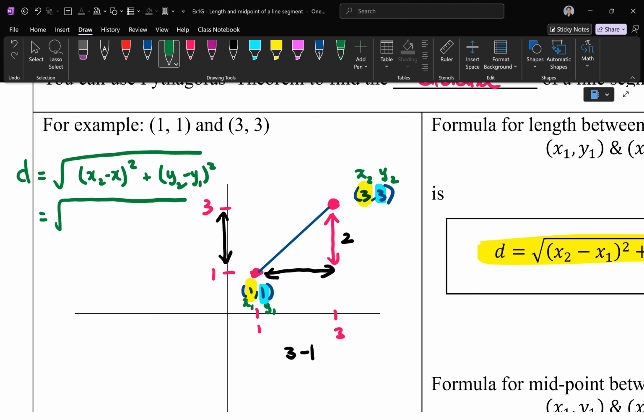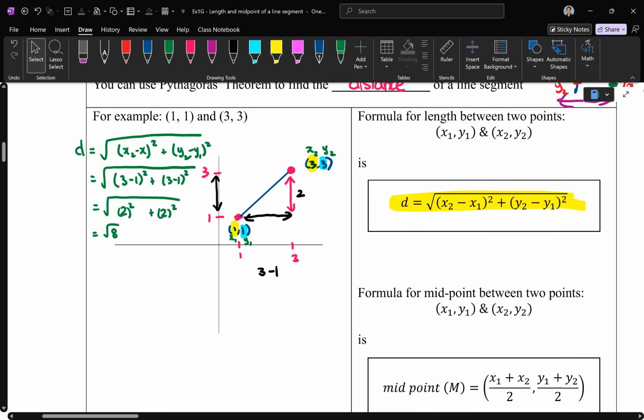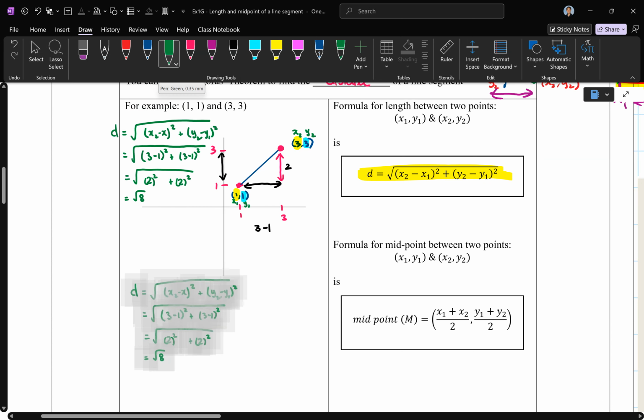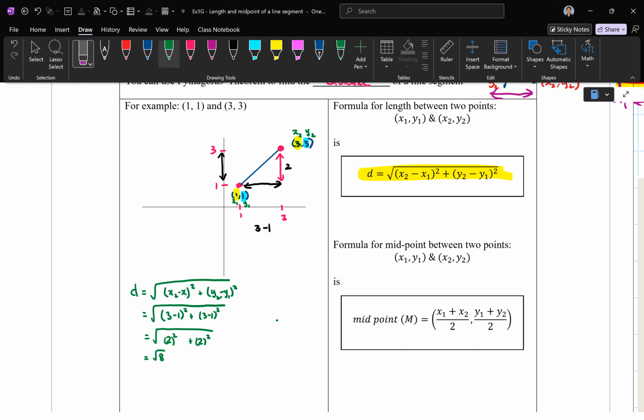It's square root of, you already said that was 3 take away 1 squared plus 3 take away 1 squared again. That works out to be square root of 2 squared plus 2 squared. 2 squared is 4. 4 plus 4 is 8, so root of 8. So my distance, actually I've got a lot of space down here. Maybe I'll just write that over here. The distance is square root of 8.